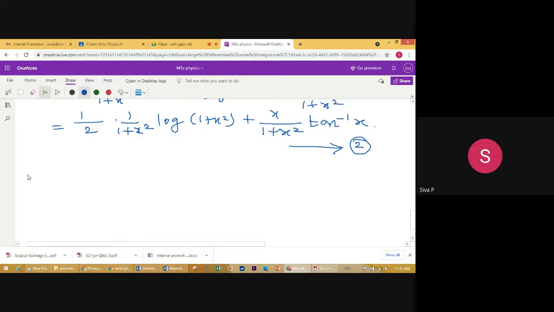Now integrate both sides to find the second value. Integrate both sides of 2 with respect to x.